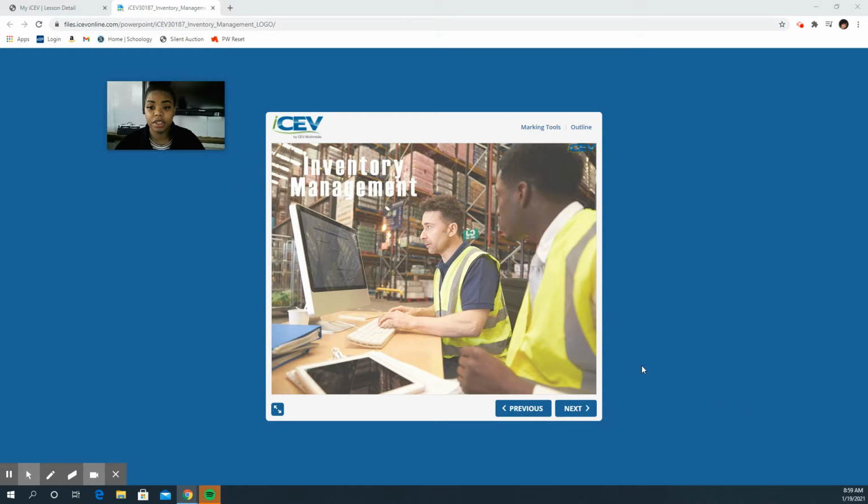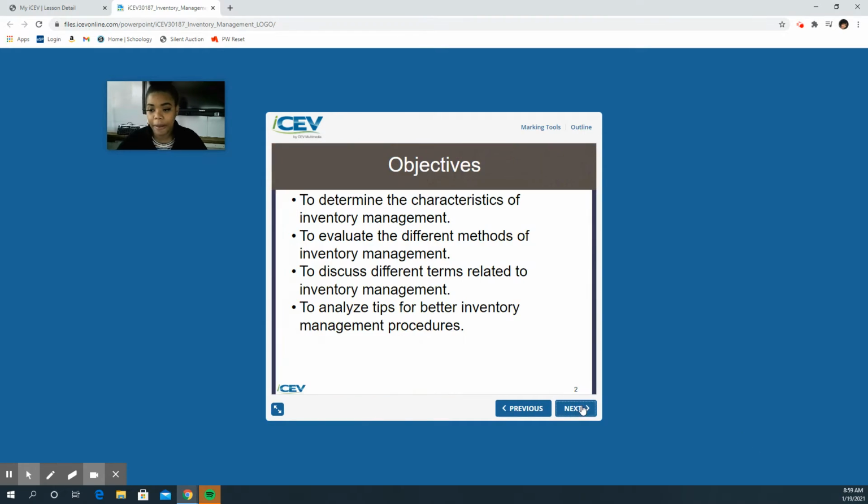Last week we did production. We talked about product design. We talked about all that stuff. Today we're going to work on inventory management. Okay, so the objectives are to determine the characteristics of inventory management. We're evaluating the different methods that you manage inventory. We're discussing terms, and we're also going to analyze the tips for better inventory management procedures.